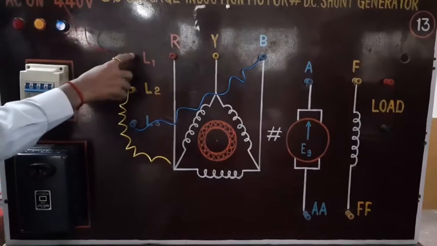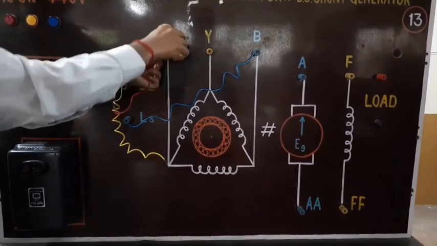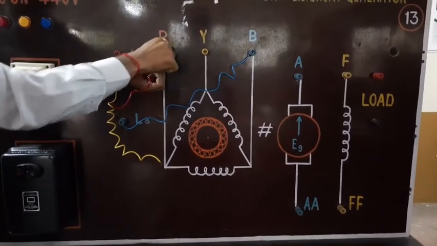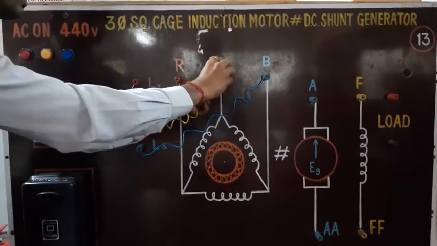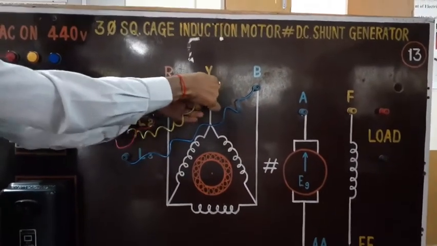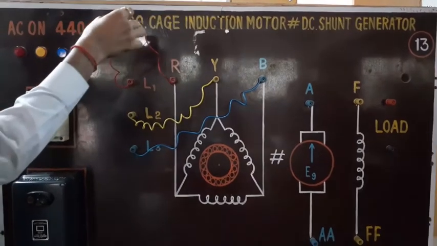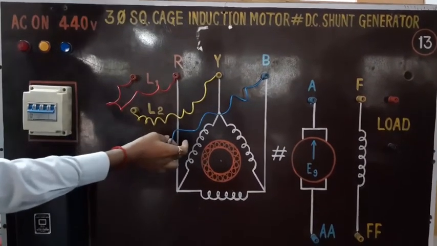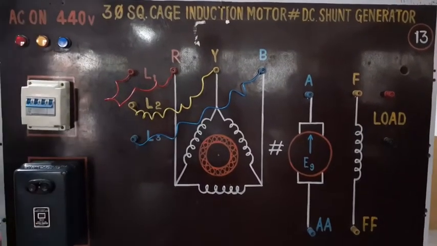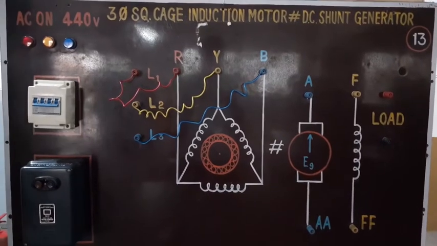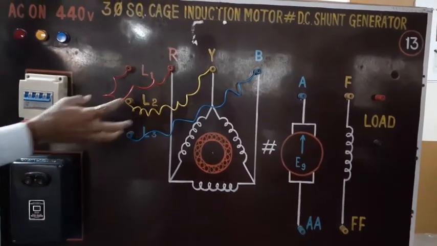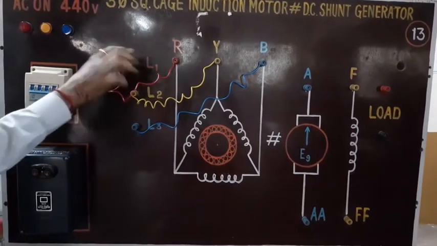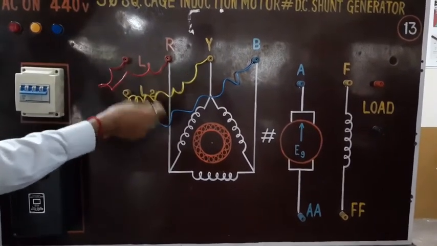I am connecting one phase of the line to the R phase of the motor. Similarly, second to second and third to third. That means I am connecting R to R, Y to Y and B to B. Now I am going to start the machine. For this practical I am going to check the direction of rotation for this sequence.